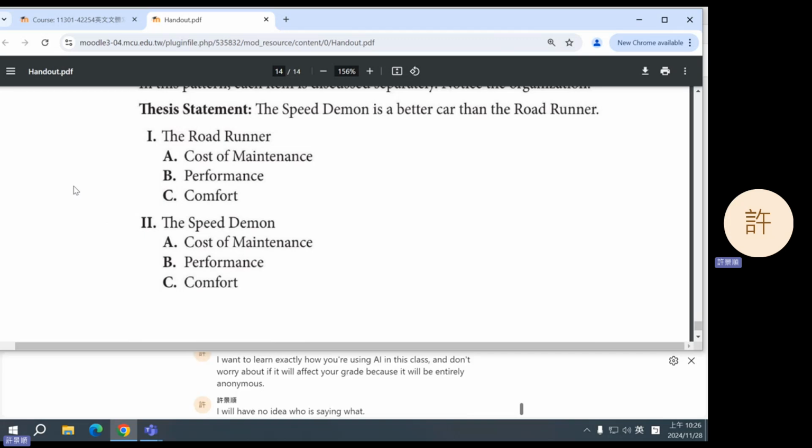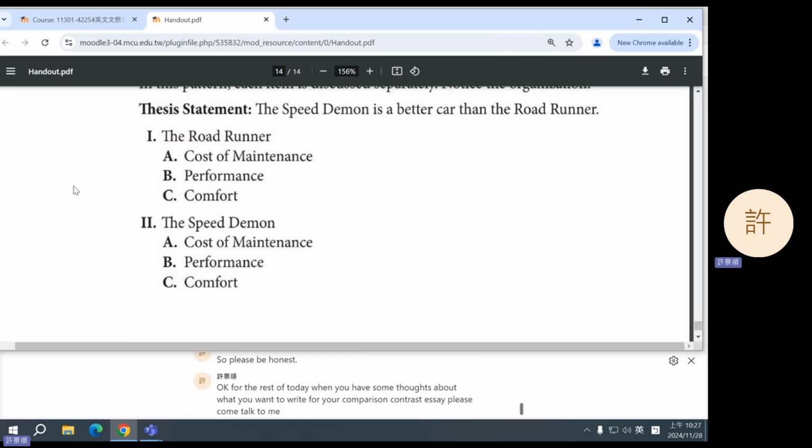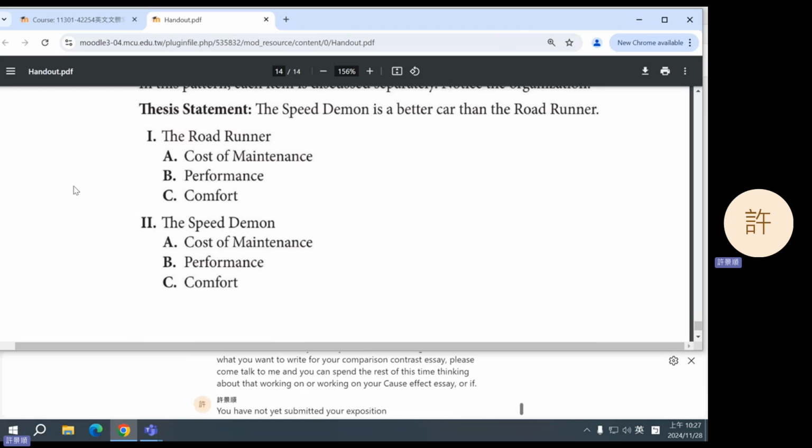So please be honest. Okay, for the rest of today, when you have some thoughts about what you want to write for your comparison contrast essay, please come talk to me. And you can spend the rest of this time thinking about that, working on your cause effect essay. Or if you have not yet submitted your exposition final draft, you can keep working on that.